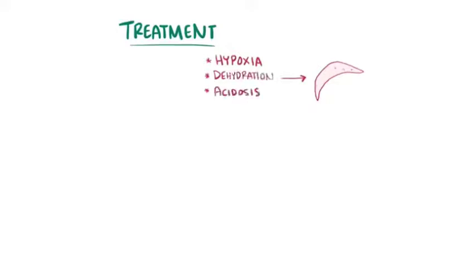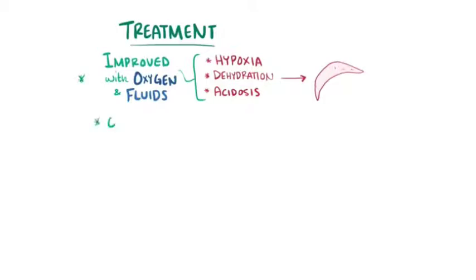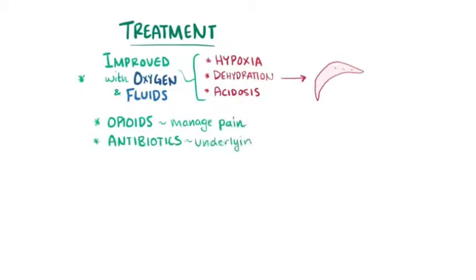The factors that cause red blood cells to sickle, which are hypoxia, dehydration, and/or acidosis, can be improved with oxygen and fluids, which are mainstays of treatment. In addition, opioids are usually used to manage pain, and antibiotics are used to treat any underlying bacterial infections causing acute chest syndrome.